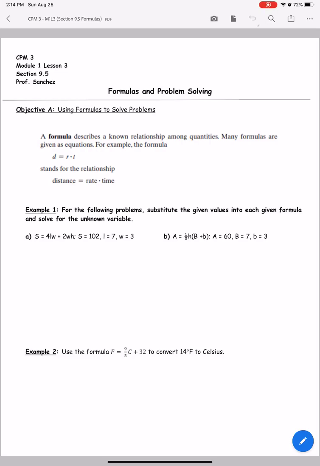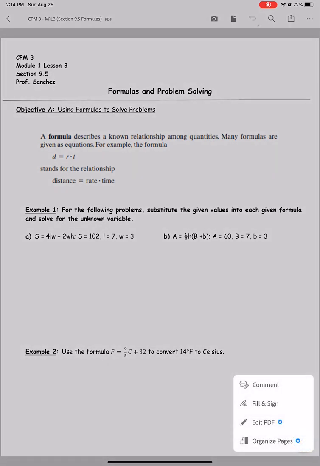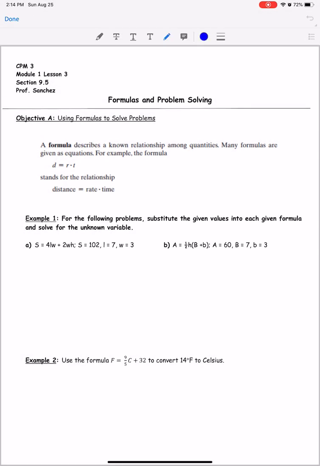Hey guys, this is CPM 3, Module 1, Lesson 3. And so we are going over section 9.5, which is formulas and problem solving. So objective A is to use formulas to solve problems.